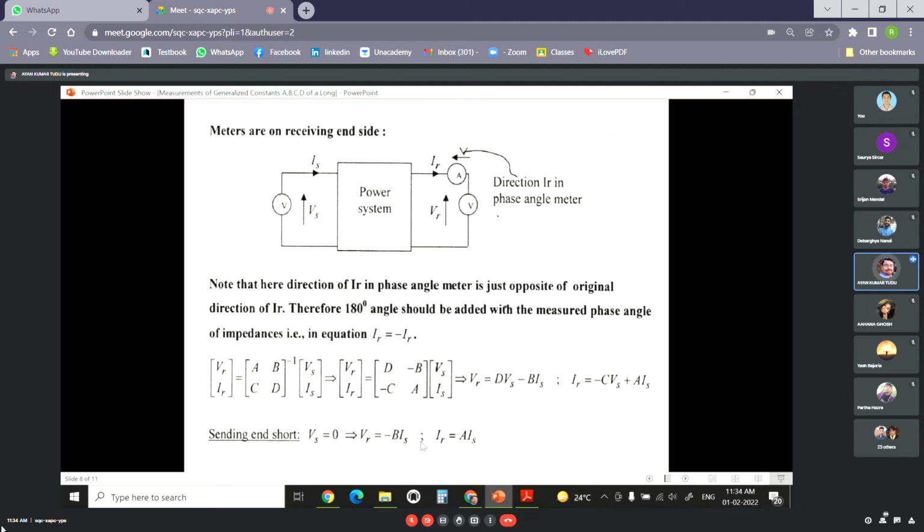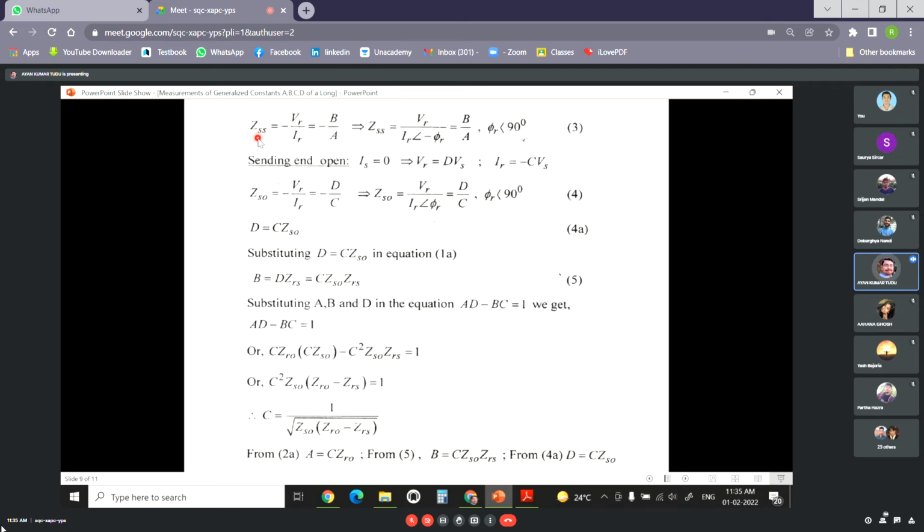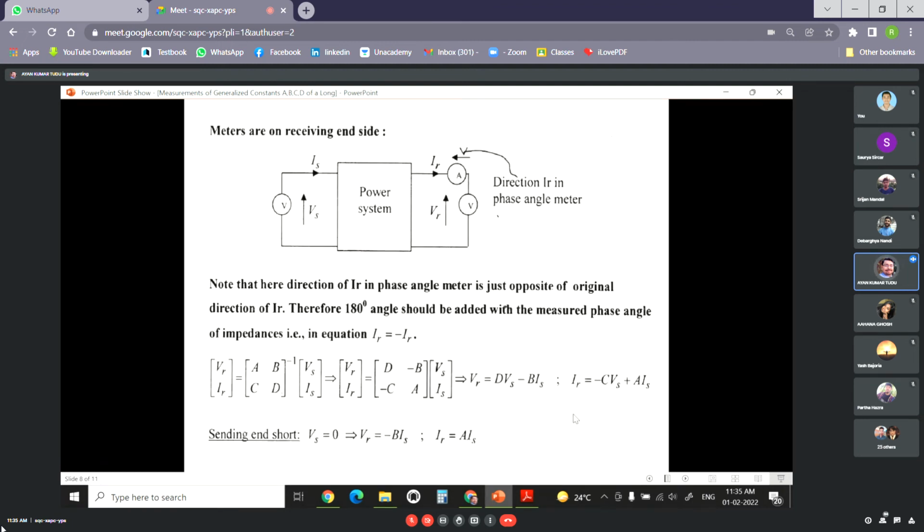When we are saying sending end short, in this condition Vs would be equal to 0. If we put Vs equal to 0 in this equation, we get VR equal to minus BIs and IR equal to AIs. So ZSS, sending end short, equal to minus VR by IR, which is equal to minus B by A.